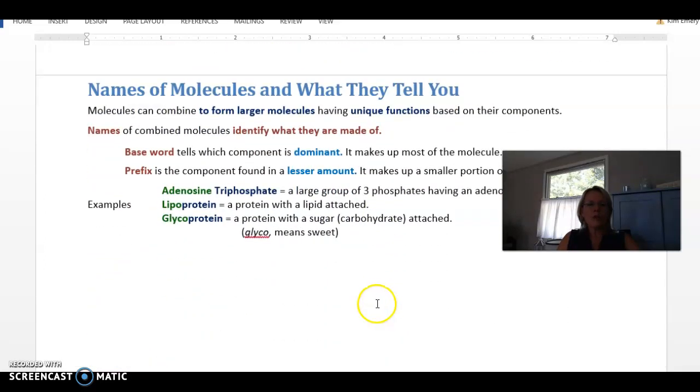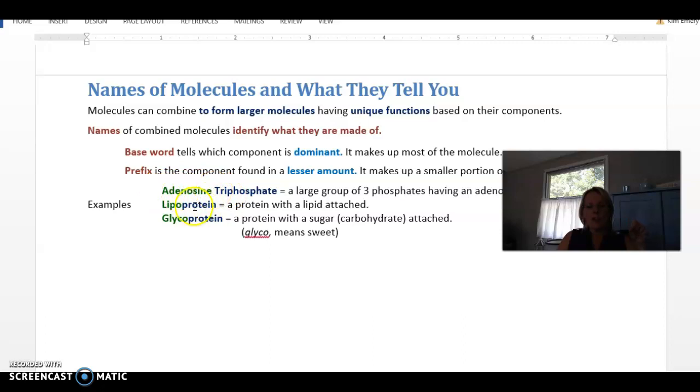Lastly, I just wanted to go over names of molecules and what they can tell you. So you may find this helpful or not, but when you're looking at a name of a molecule like adenosine triphosphate, the base word, I should say, is usually telling you that that is the largest component of the entire molecule. So even though these are 2 words, the base word is triphosphate. Adenosine is used kind of as a prefix.